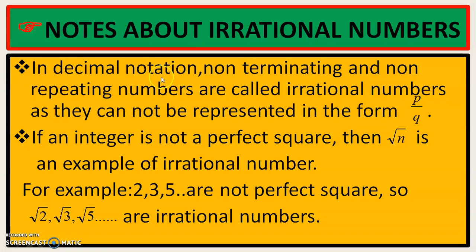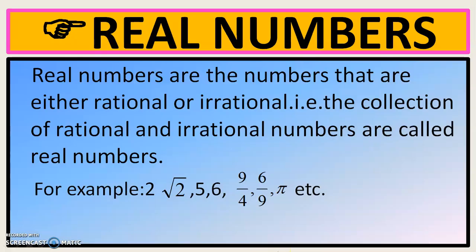In decimal notation, non-terminating and non-repeating numbers are called irrational numbers, as they cannot be represented in the form p divided by q. If an integer n is not a perfect square, then root over n is an example of an irrational number. For example, you see 2, 3, 5, etc. are not perfect squares. So root over 2, root over 3, root over 5, etc. are irrational numbers.